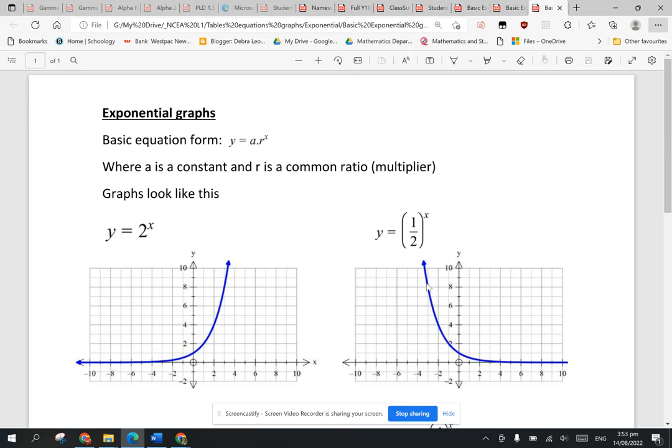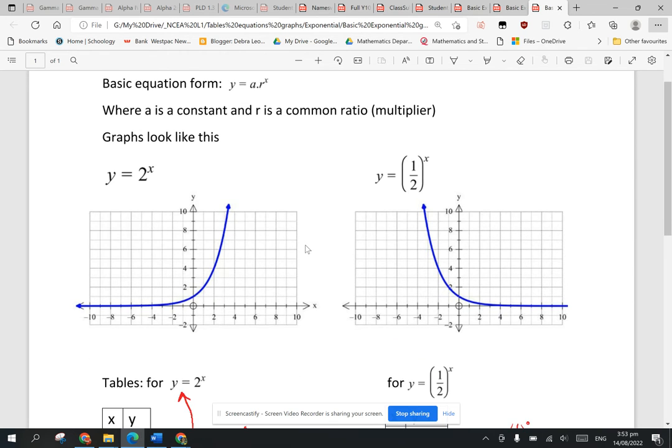The opposite is what you call a decay curve. Sometimes you see them in science, and the number gets smaller and smaller until it gets very small, but it actually doesn't ever become zero. So these graphs here both have a line at the bottom, which is called an asymptote. We'll talk about that at some other stage.